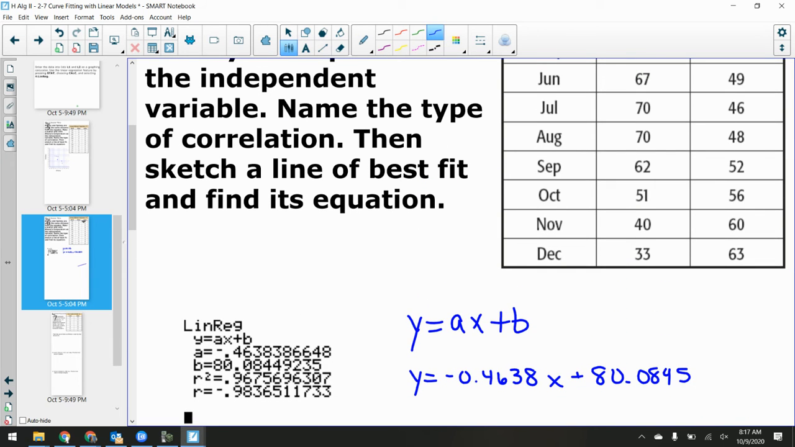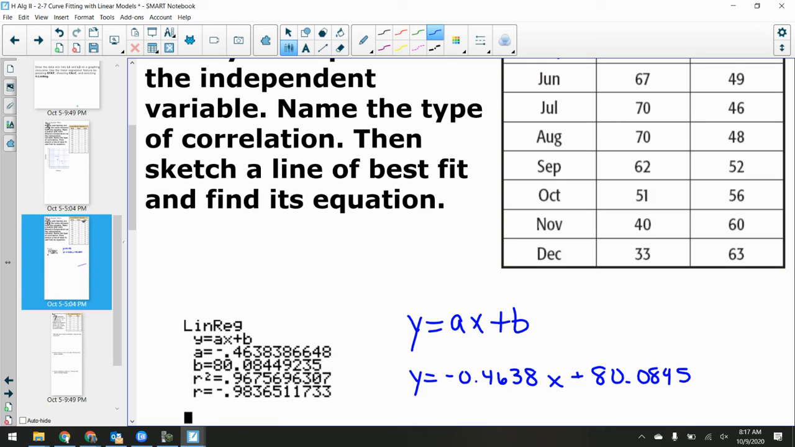Name the type of correlation. We got negative correlation. Find the average minimum temperature in Albany when the temperature in Sydney is 50.